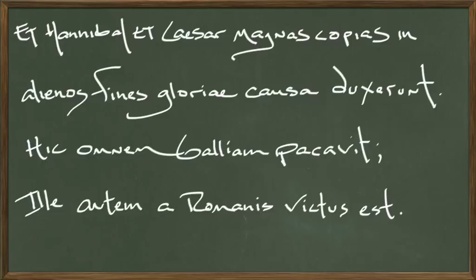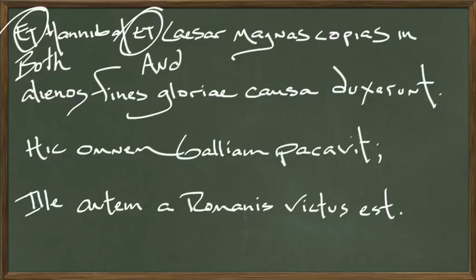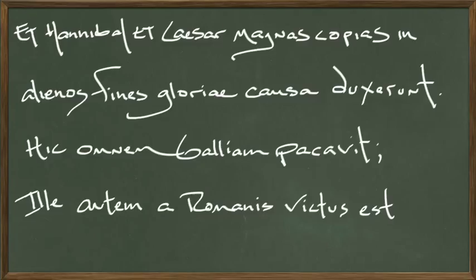First of all, anytime you have et showing up in a sentence, for the most part, the first time you see it, that first et is going to mean both. And the second et is going to mean and. So, let's get rid of all that because it's too cluttered. And we're left with: et Hannibal et Caesar magnas copias in alienos fines gloriae causa duxerunt.